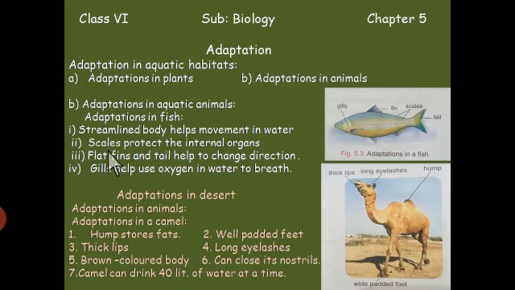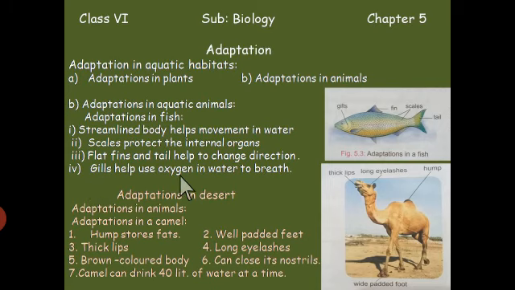Second adaptation is scales. Fishes have scales. The scales protect the fish's internal organs. Flat fins and tail help to change the direction. The tail and flat fins help the fishes to change the direction in water.